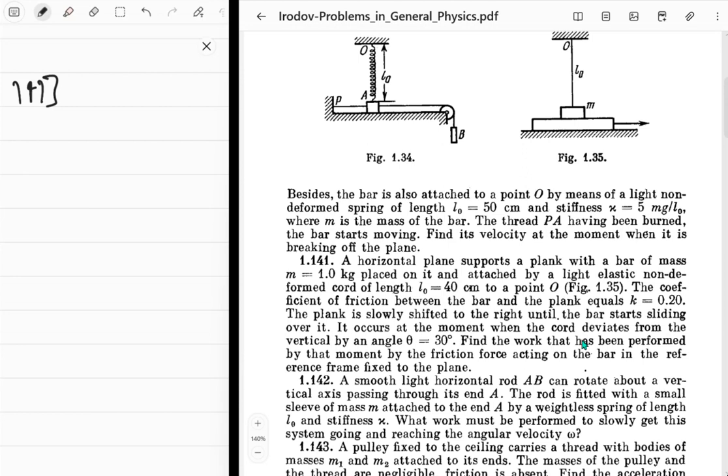That find the work that has been performed by that moment, by the friction force acting on the bar. Exactly, it's going to be zero. So there we go. 141 done. 142.